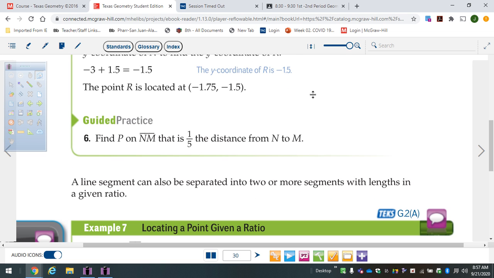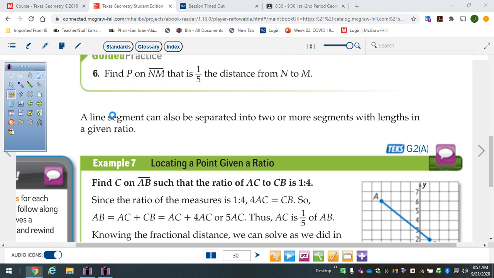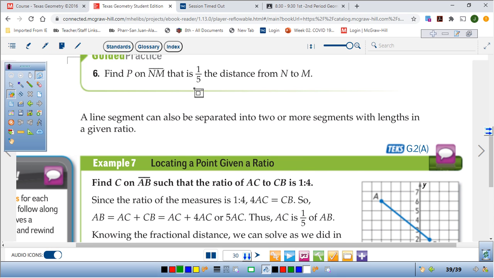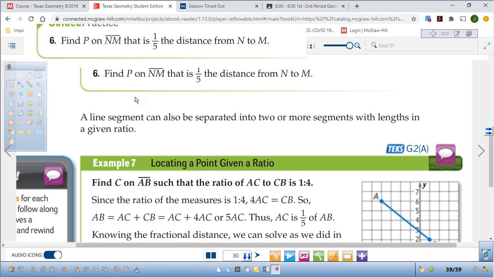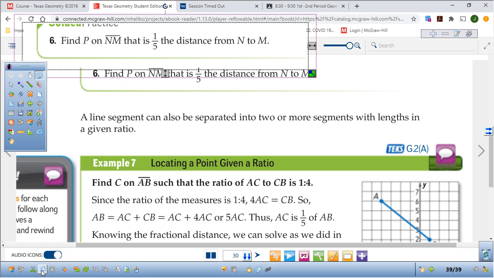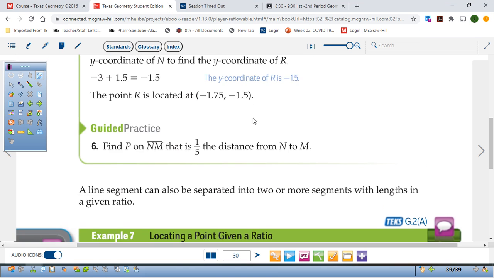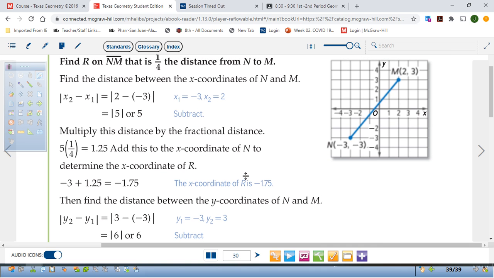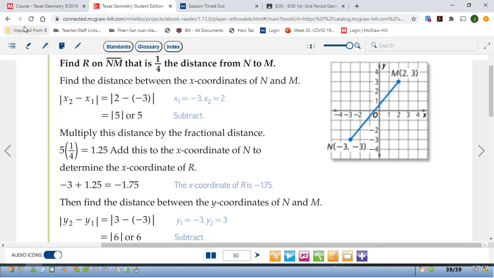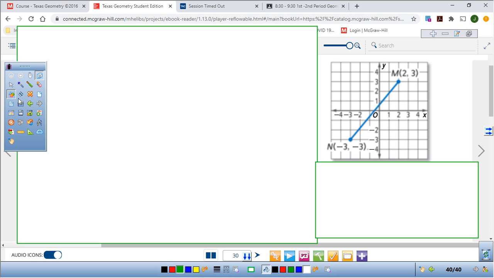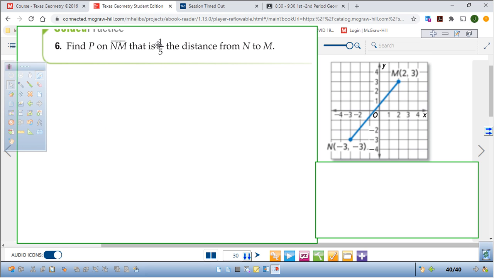Okay, let's try one right here. Let me copy this thing real quick. Okay, we're going to use the same coordinates, same everything. And there's the question.